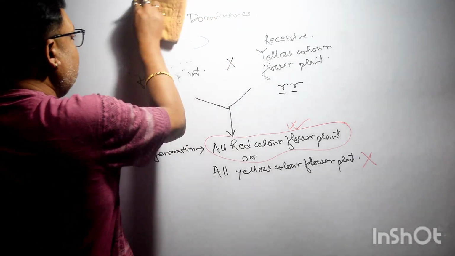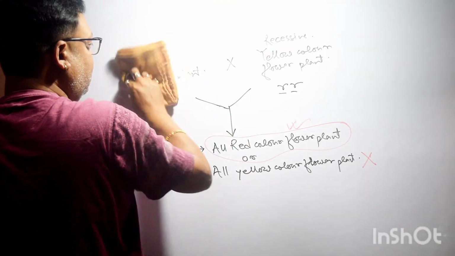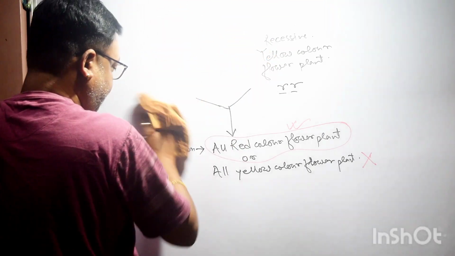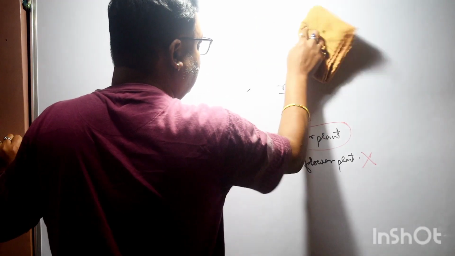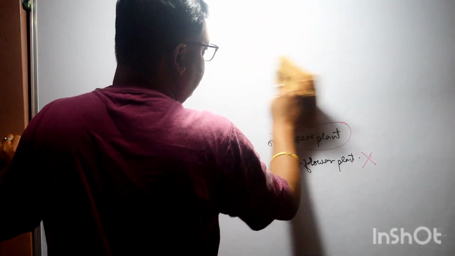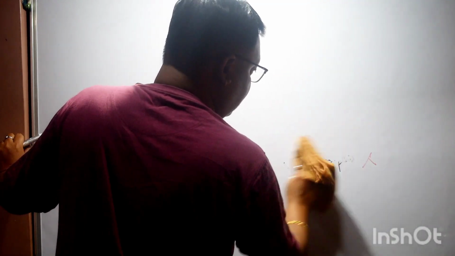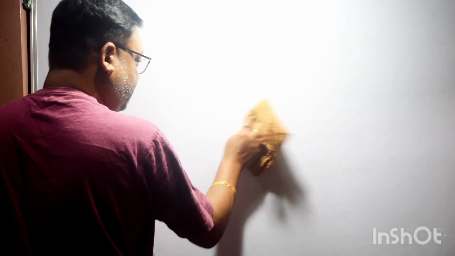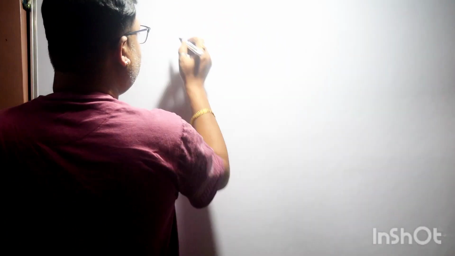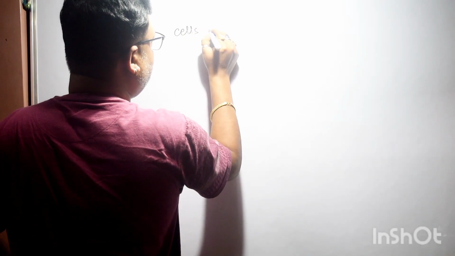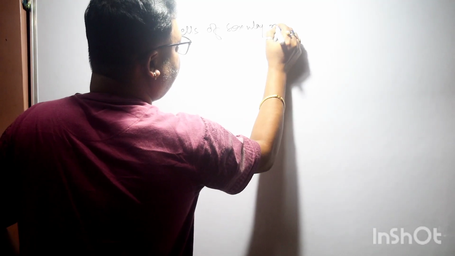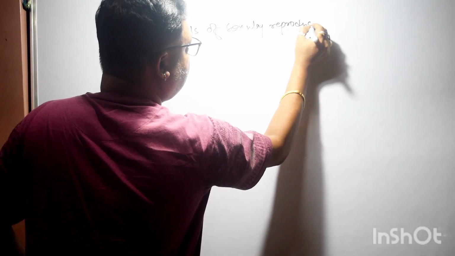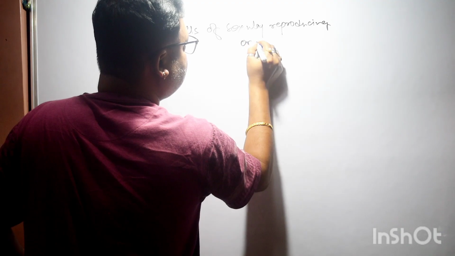As we know, these laws of Mendel are applicable in case of sexually reproducing organisms, and in case of sexually reproducing organisms, we can divide their cells.